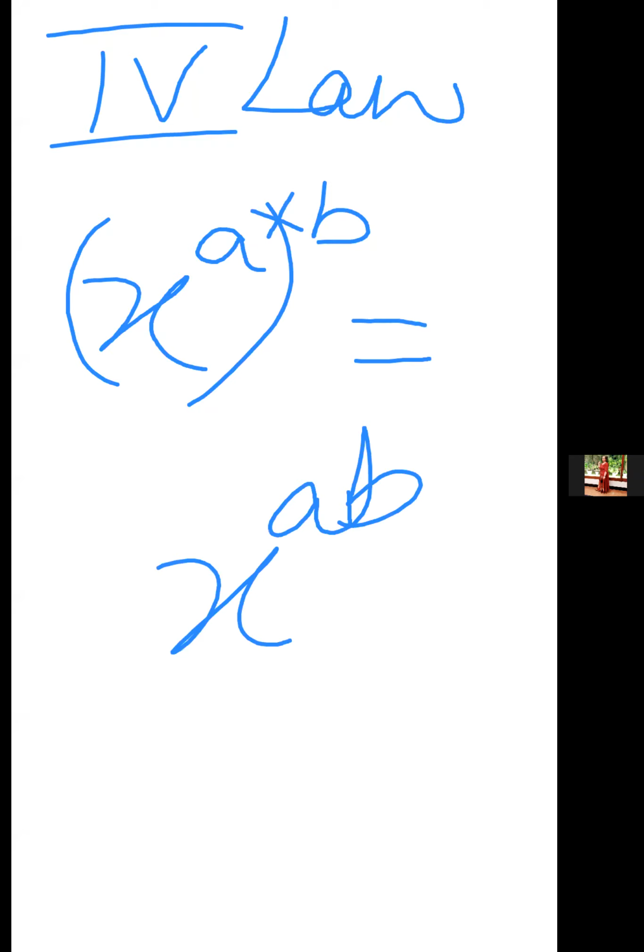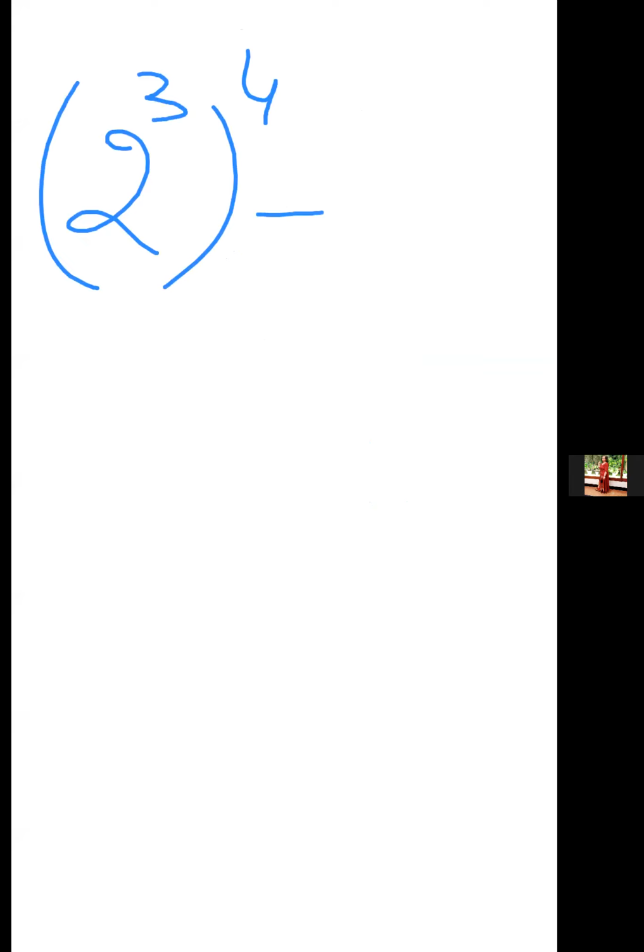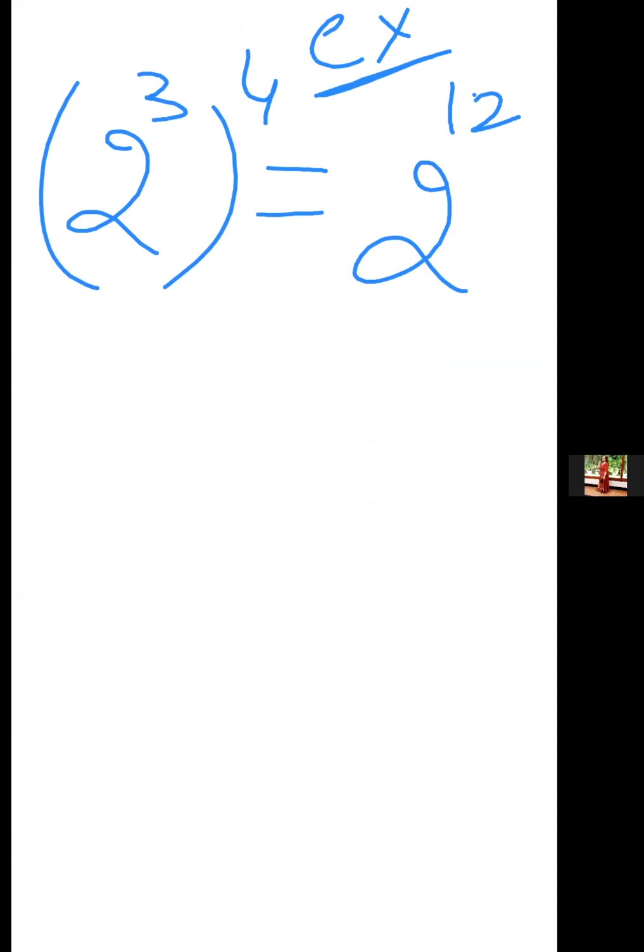Okay, now see the example. Example is, if I write 2 raised to power 3 and whole raised to power 4, so what is the answer? 2 raised to power 3 fours are 12. So 2 raised to power 12. This is an example.